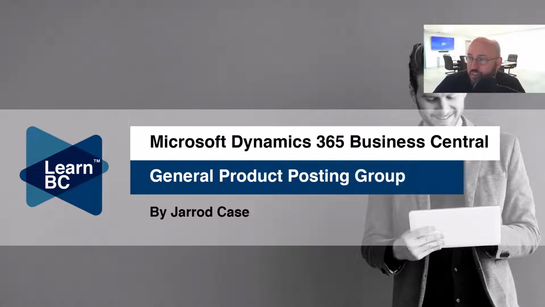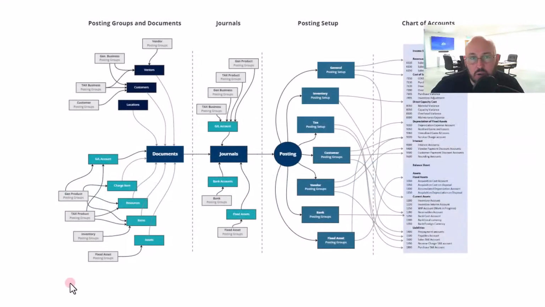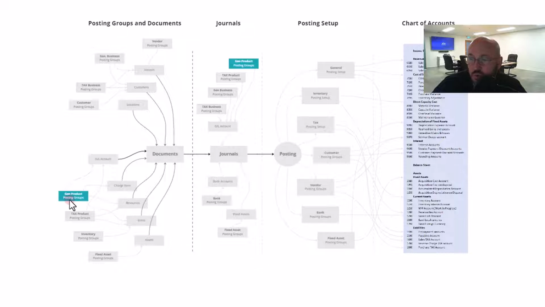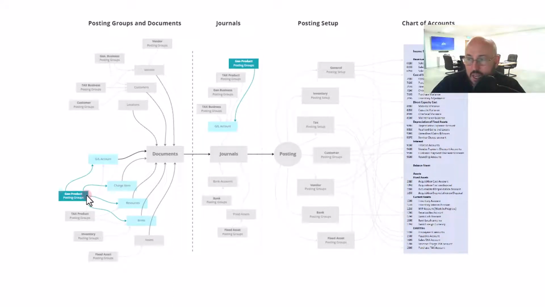We're going to talk about the general product posting group and how this works in Microsoft Dynamics Business Central. Part of our crazy diagram of all of the posting setups, we're going to focus here on the general product posting groups, as you can see here. And naturally, these come to life by being put onto a line of a document.